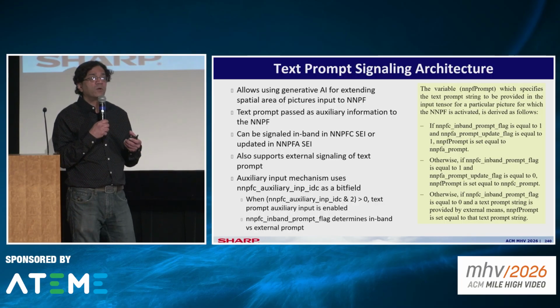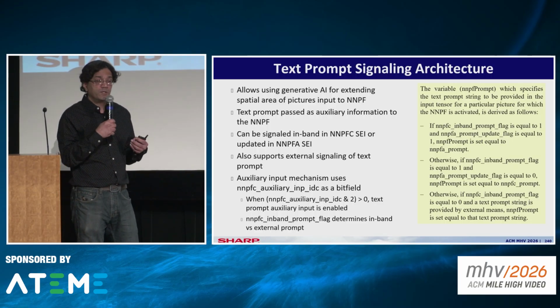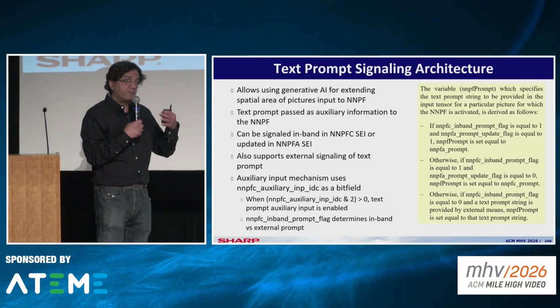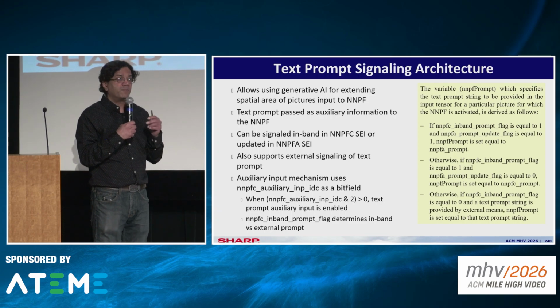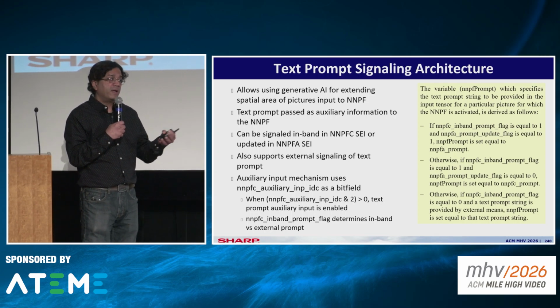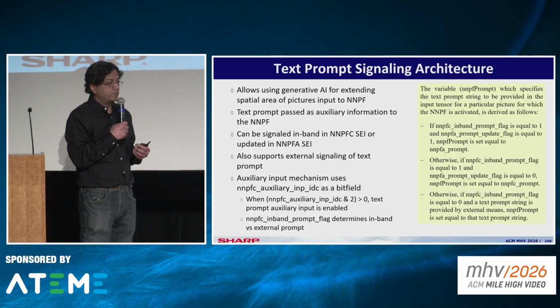And in particular, this text prompt that is signaled in the message is passed as auxiliary information to your post filter, because the post filter needs to use it. And that framework we have, it passes the images, but it also can pass some auxiliary input. And this is one of the new auxiliary inputs.